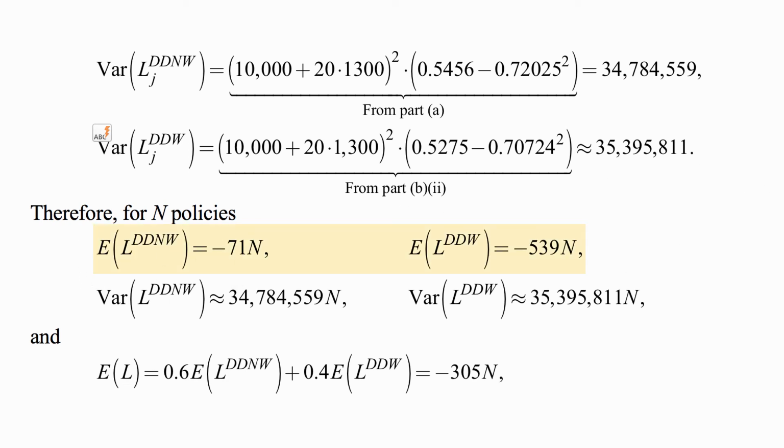The expected value of LDDNW is minus 71N. For LDDW, it's minus 539N. And the variance, well, because these are independent policyholders, we just multiply N by the variances that we just calculated. So the expected value of the overall loss is 0.6 times the first loss plus 0.4 times the second. It's negative 305N.